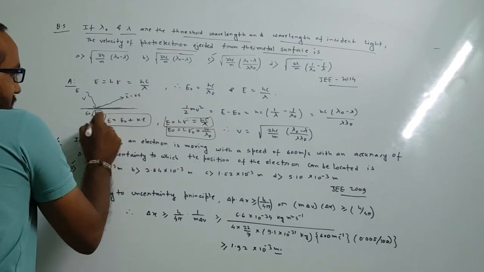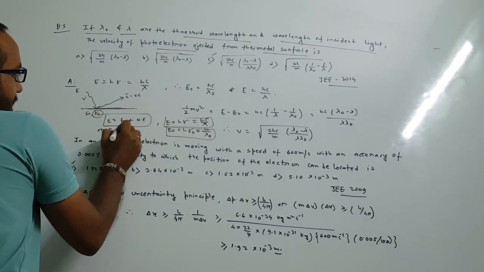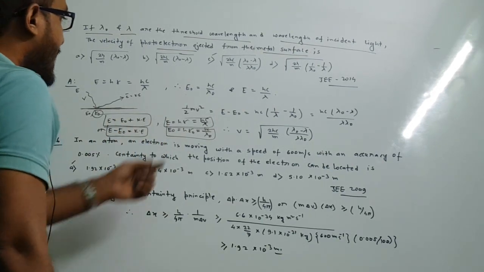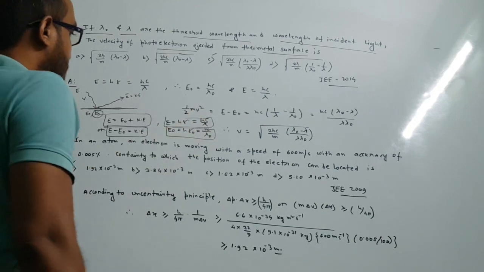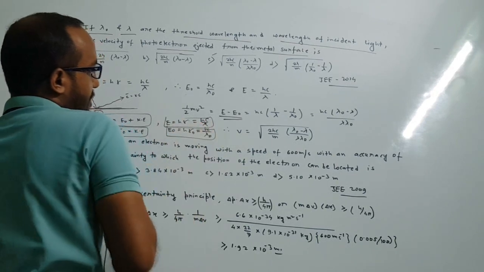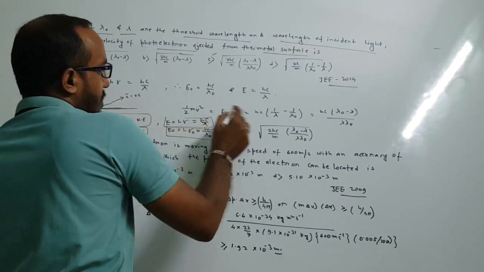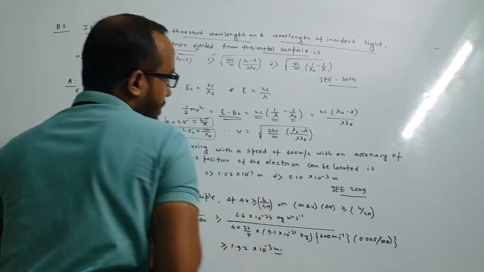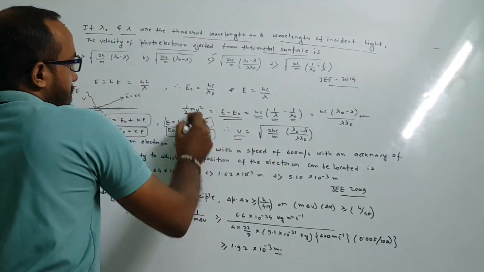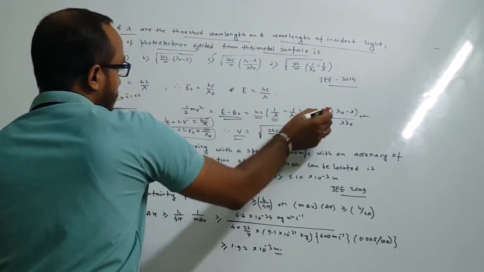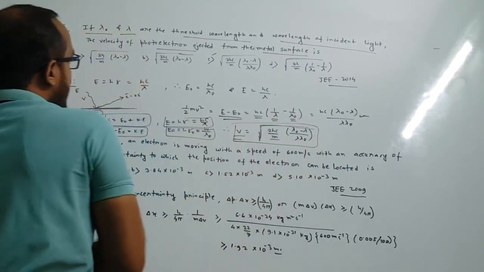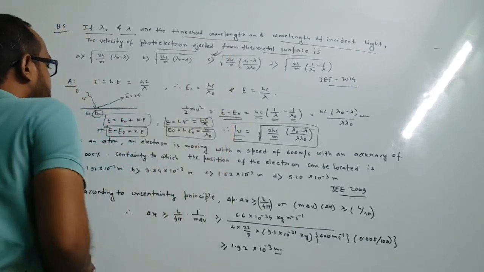If we take E naught to the left hand side, E minus E naught should be equal to our kinetic energy. Kinetic energy is half mv square, that should be equal to E minus E naught. What is E? E is hc by lambda. What is E naught? hc by lambda naught. Take hc common, we get 1 by lambda minus 1 by lambda naught. Take LCM, we will get this. They are asking about velocity, so cross multiply 2, divide by m, you will get v equals to something, this equation, which is option C.